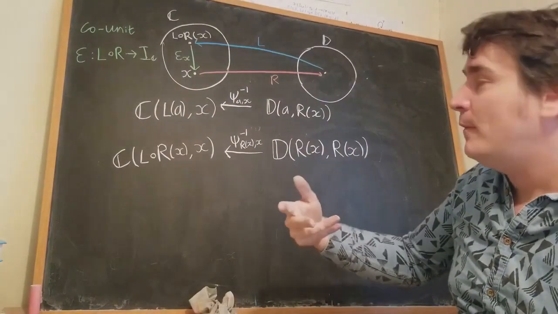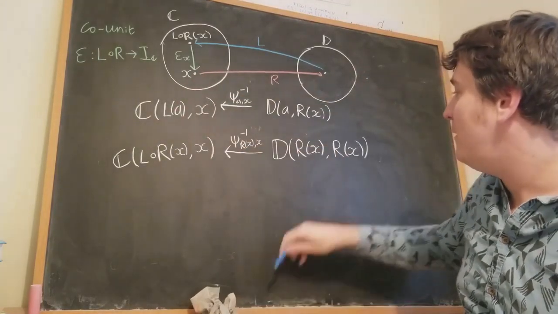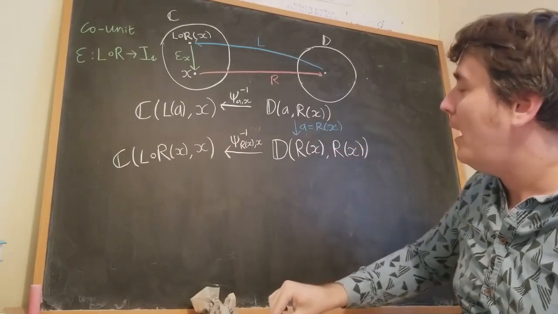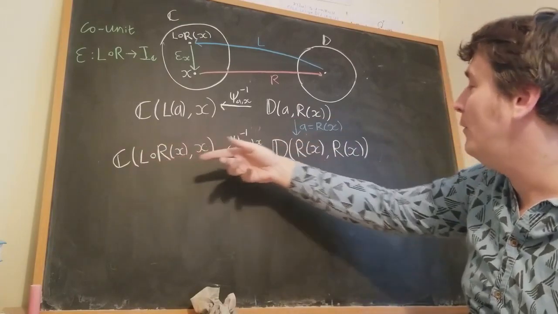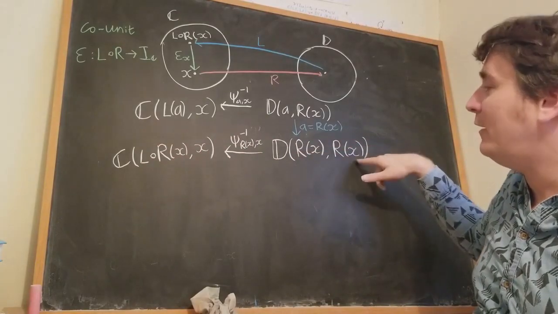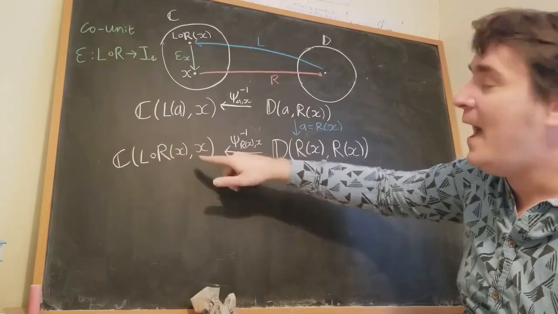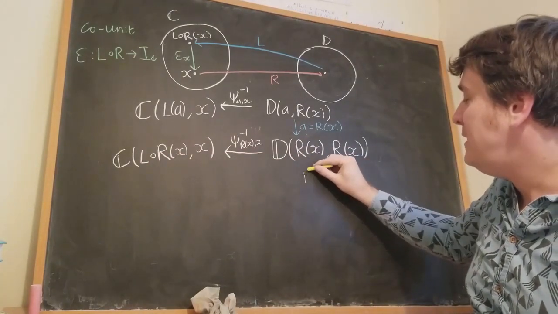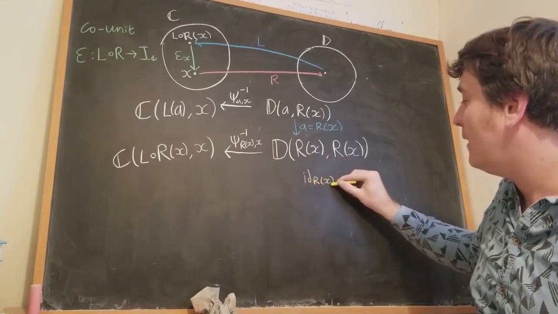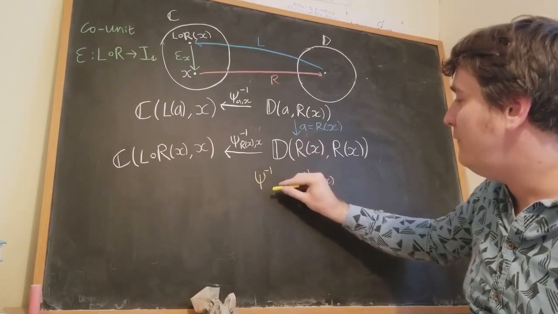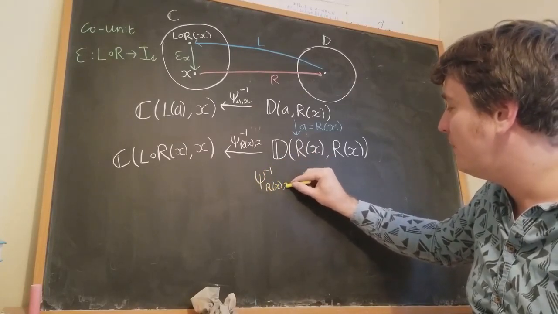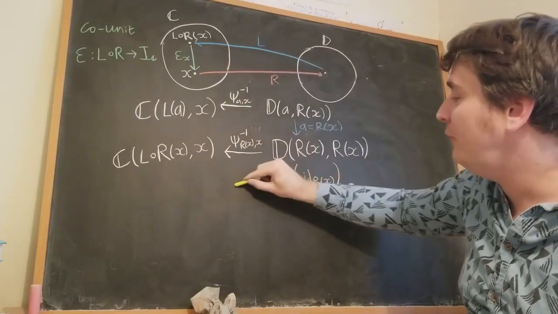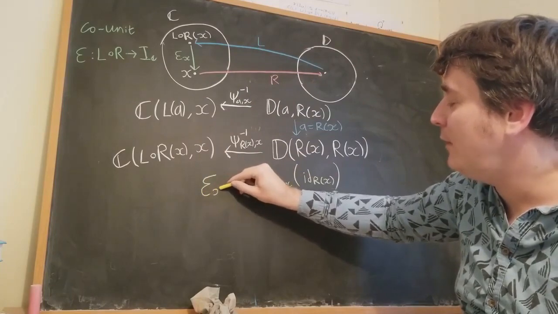Okay, so what we're going to do now is just take this expression, and then we're going to suppose that A equals R of X. And that's going to give us this expression here, describing how this isomorphism works in this case. So it goes from the set of arrows from R of X to R of X to the set of arrows from L after R of X to X. And now we'll just do the same trick again. Do we know any elements that will be in this set? Yes, we do. ID R of X. And if we do this inverse psi thing on it, that'll give us something which goes from L after R of X to X. And this is precisely the X component of our co-unit.